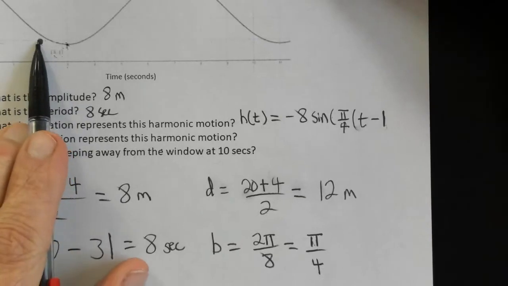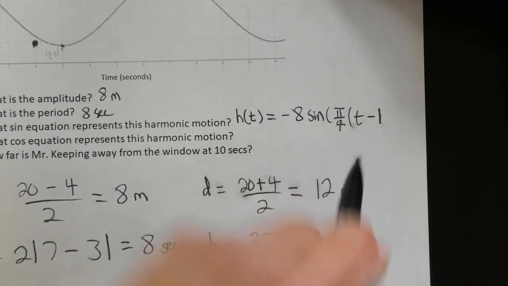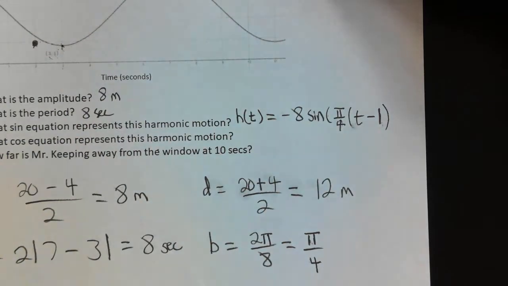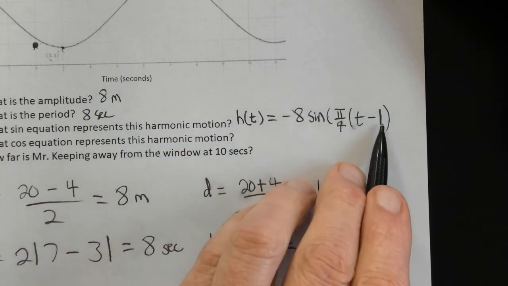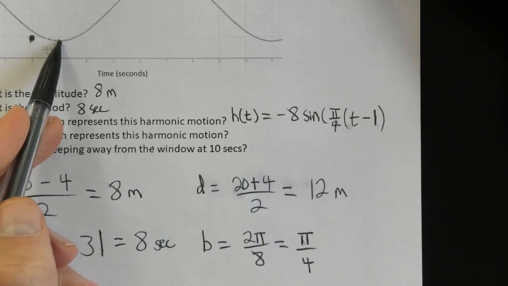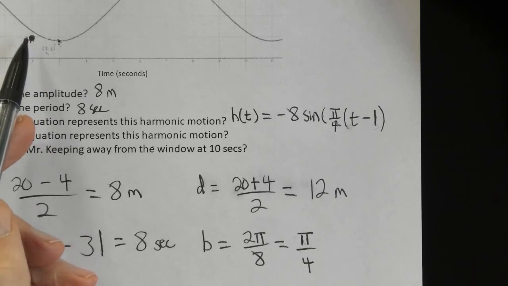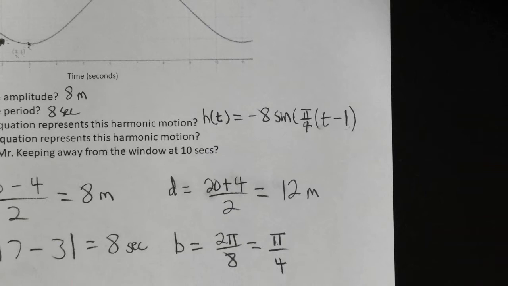So if I want to shift it over to the right one, I need to just subtract 1 from t inside of these parentheses. That was the purpose of factoring the b out of here, so that it's easier for us to write our equation, because we just need to add or subtract whatever distance it is to make the minimum or maximum match up. Does that make sense? Okay.